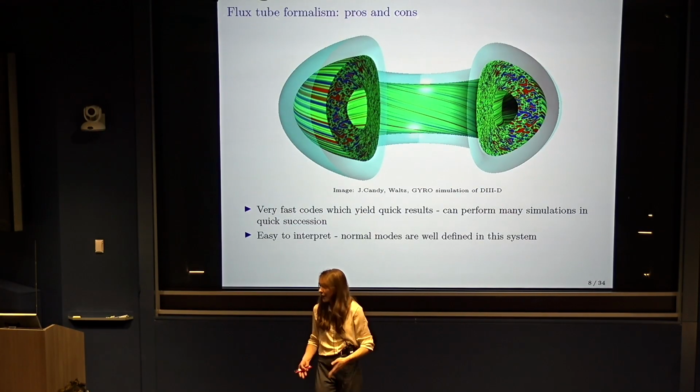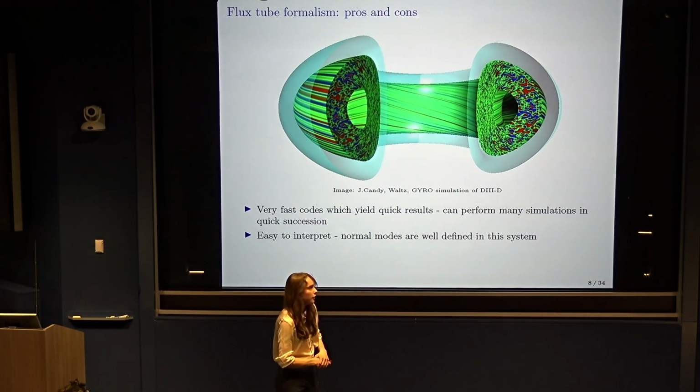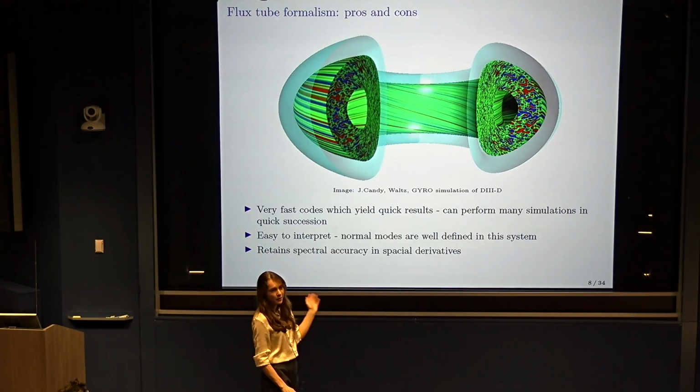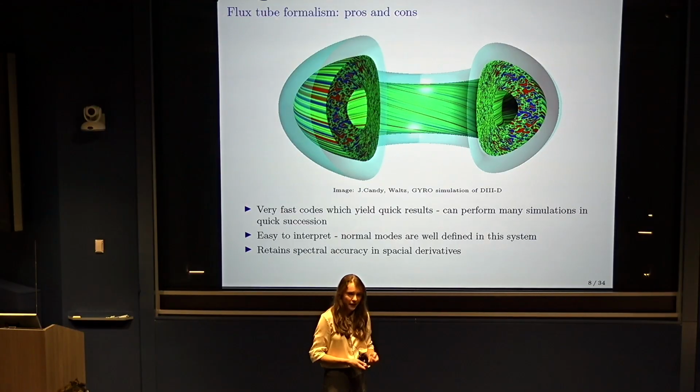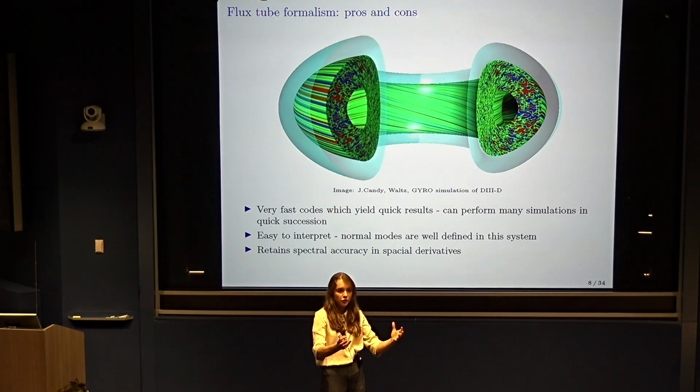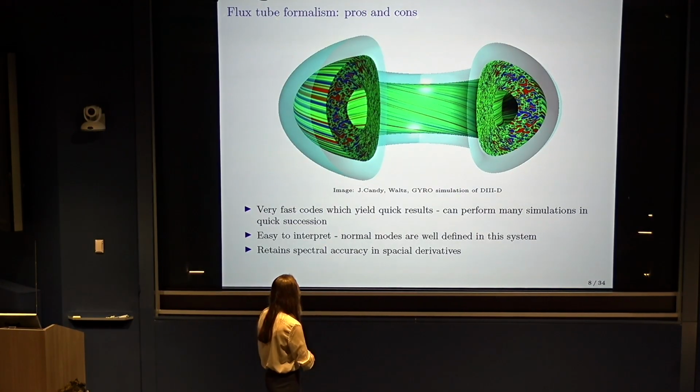We get really nice spectra for these types of codes. They also retain spectral accuracy in their derivatives, so I don't have to worry about these finite differences floating about, because every time I have a derivative, I'm going to get k times the thing I care about, so I'm keeping accuracy to all orders, so I'm not carrying around that error.